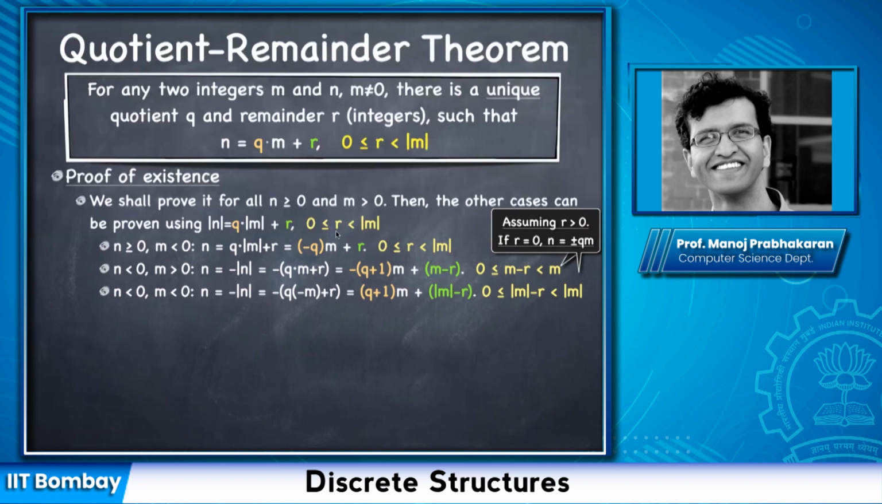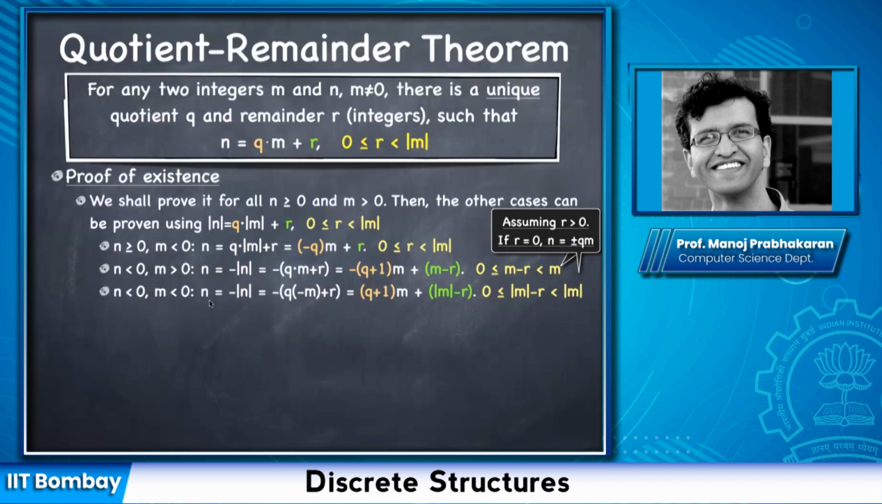If r were already equal to 0, then minus r is also equal to 0. So then I would just take the quotient to be minus q itself. But if r is strictly positive, then I would take the remainder to be m minus r. And in that case, when r is strictly positive, m minus r is strictly less than m. And remember, r is strictly less than the absolute value of m. So m minus r is greater than or equal to 0. In fact, it's greater than 0 in this case, and it's equal to 0 if r is equal to 0.